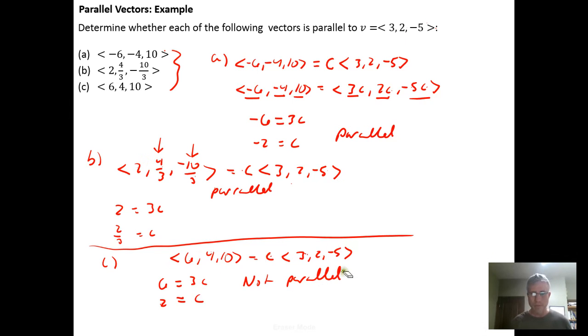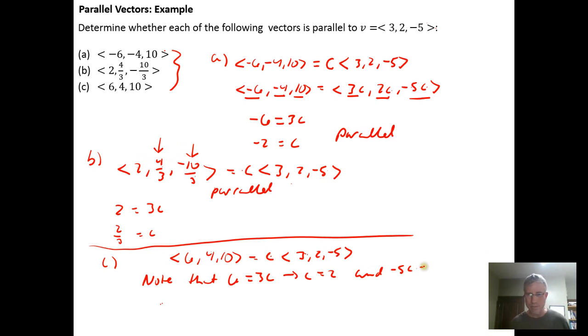In other words, if we're really trying to draw the conclusion, we could say something like this. We could say, note that 6 needs to equal 3c, which implies c equals 2, and -5 times c needs to equal 10, which implies that c needs to equal -2. But c can't equal 2 and -2 at the same time, so therefore they're not parallel. That's horrible. Not parallel. There we go. That takes the spelling out of it.